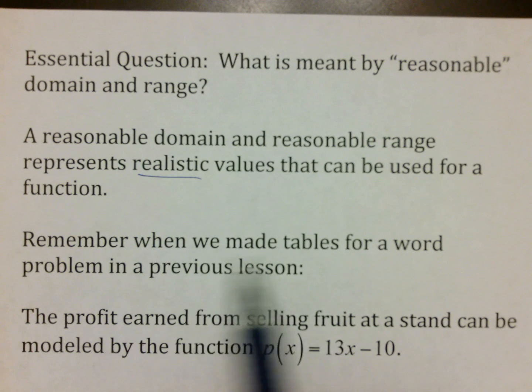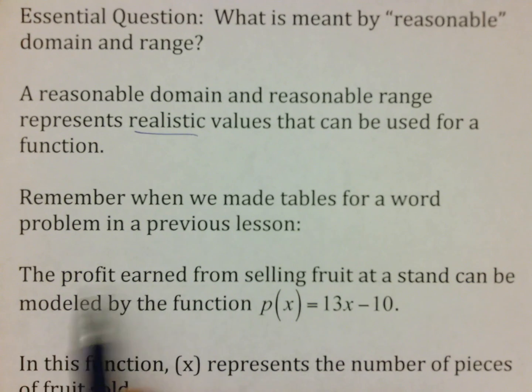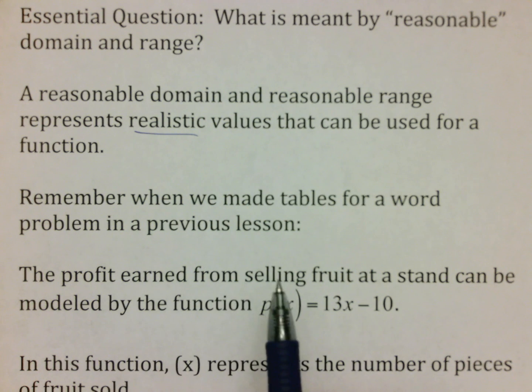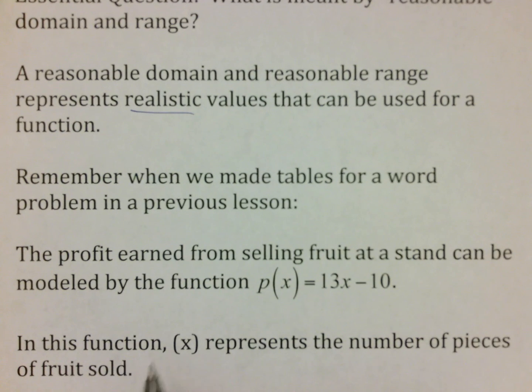Keep in mind, we made tables for word problems, and it was a previous lesson somewhere where we were selling something or talking about profit. It says something like a profit earned from selling fruit at a stand can be modeled by the function p of x, which would be profit of x equals 13x minus 10. So this represents how much money we make from selling fruit.